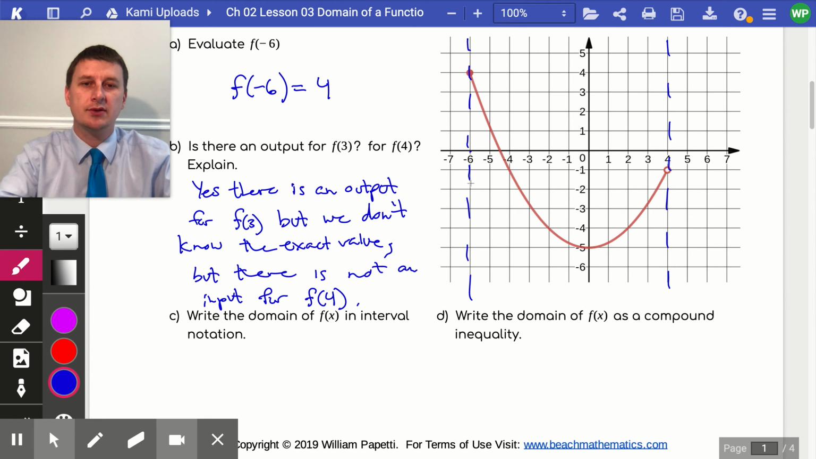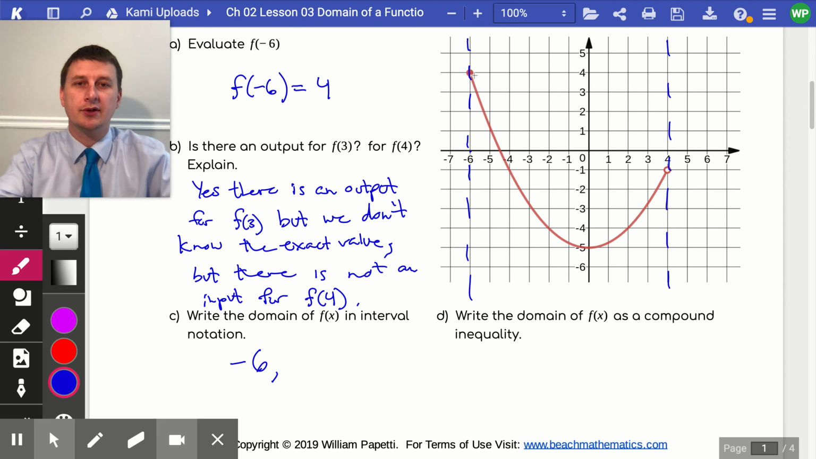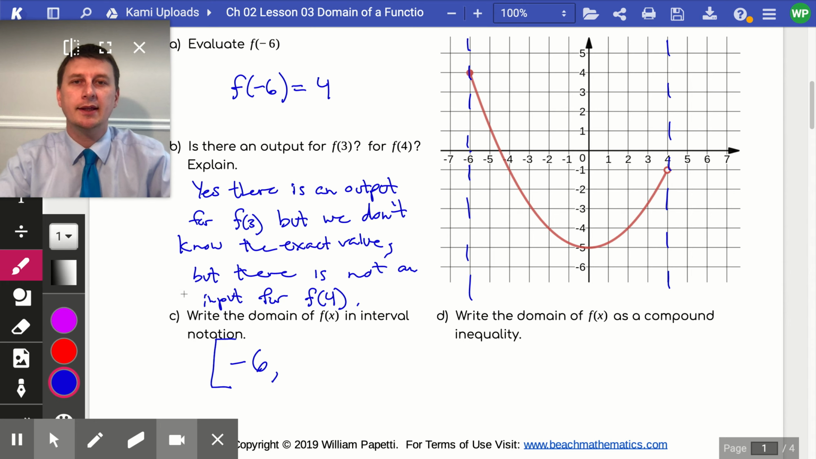Well, it crosses through the x value of -6. This graph does not go any further than -6. And then it's a closed circle at -6. So the graph does go through the point -6, so it includes that point, so we put a square bracket. Because again, we're writing this one in interval notation.